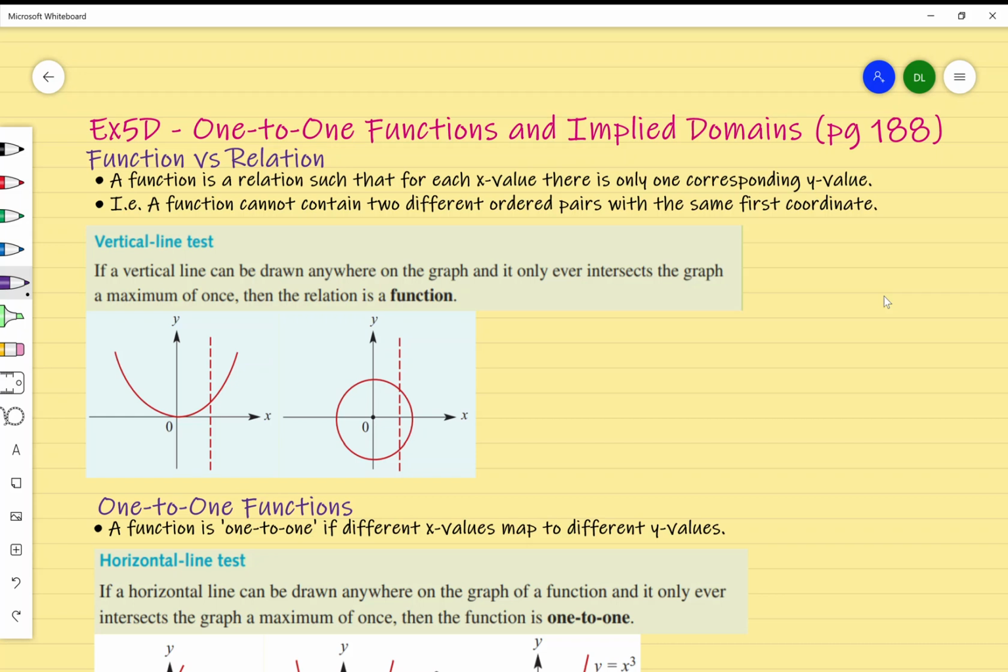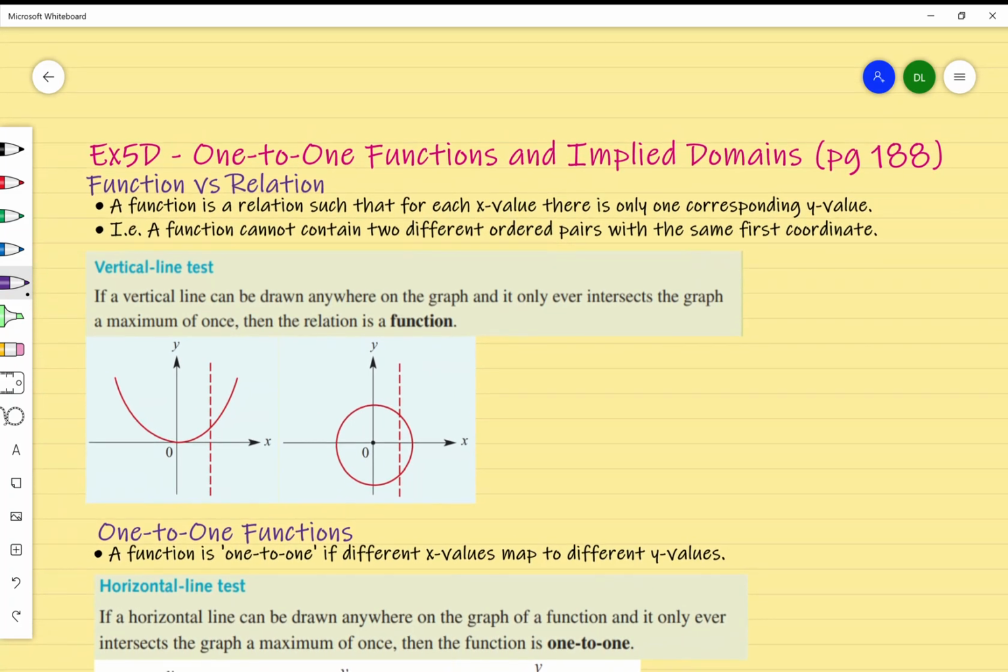Hey 11s, this is exercise 5D on one-to-one functions and implied domains on page 188 of your textbook. Now there is some content I'd like to cover from exercise 5C that we didn't, because I skipped over 5C given that a lot of it is stuff that we already know.